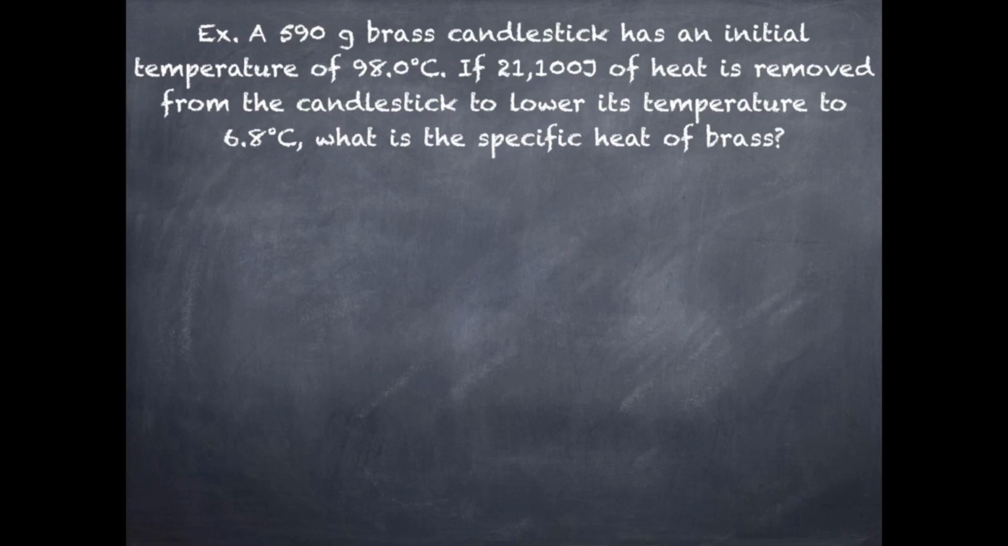So a 590 gram brass candlestick has an initial temperature of 98 degrees Celsius. If 21,100 joules of heat is removed from the candlestick to lower its temperature to 6.8 degrees Celsius, what is the specific heat of brass? So you've got your formula, Q equals mc delta T. We're given my Q, we're given my heat, we're given my mass, and we're given my change in temperature, and they're asking you to solve for specific heat, or your C.